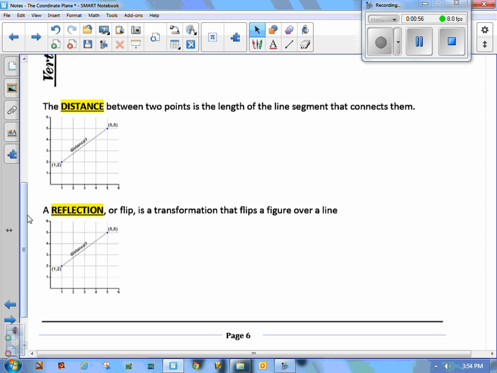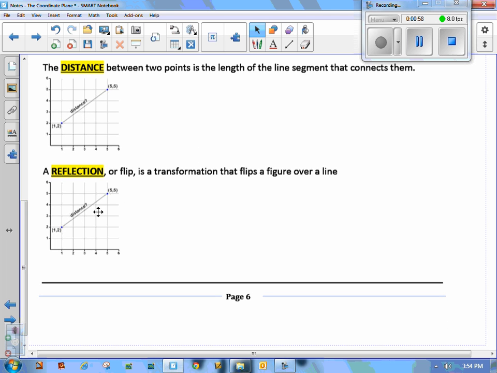And then we have a reflection, which is a flip, and it is a transformation that flips a figure over a line. So if we were to draw a figure on one side of this line here, we're just using the one for distance since it already had a line drawn, and we were to reflect it over this, then that would be a reflection, or we would flip it over. We could do it over the x-axis, or the y-axis, or any of the horizontal lines or any of the vertical lines.